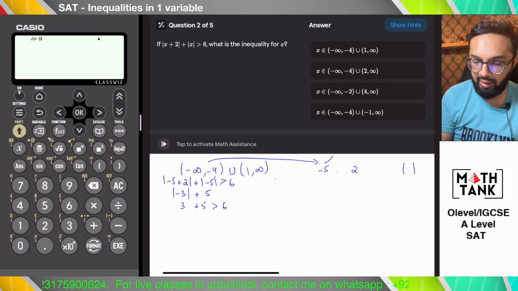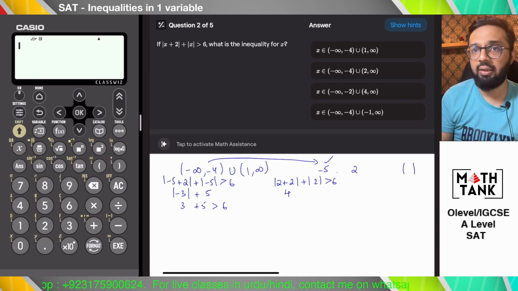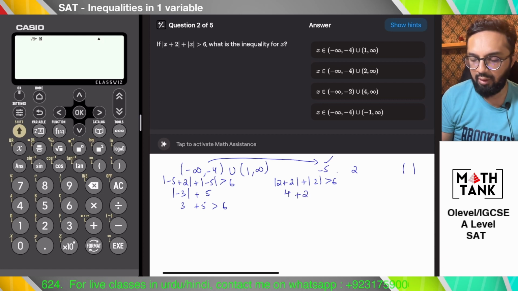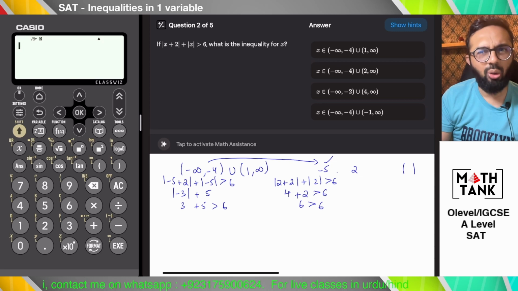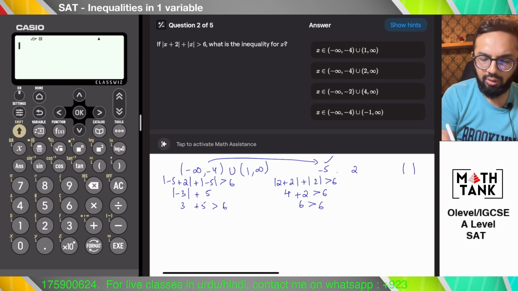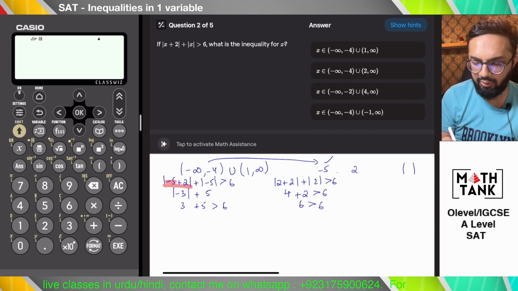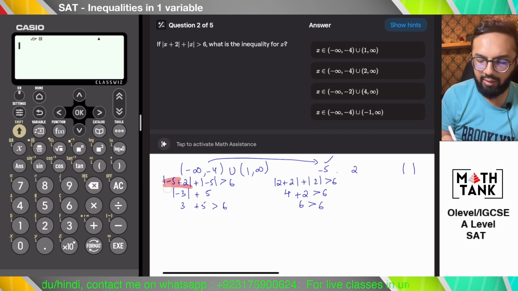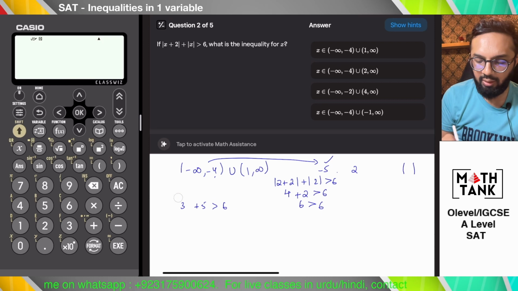Okay, let's check out the next one. 2 plus 2 plus 2 is greater than 6. So this comes out as 4. It keeps a positive number positive. So that's 6. Is 6 greater than 6? No, that doesn't seem right. So A can't be the correct answer option. Let's go with another answer option and try out a different set of answers here.